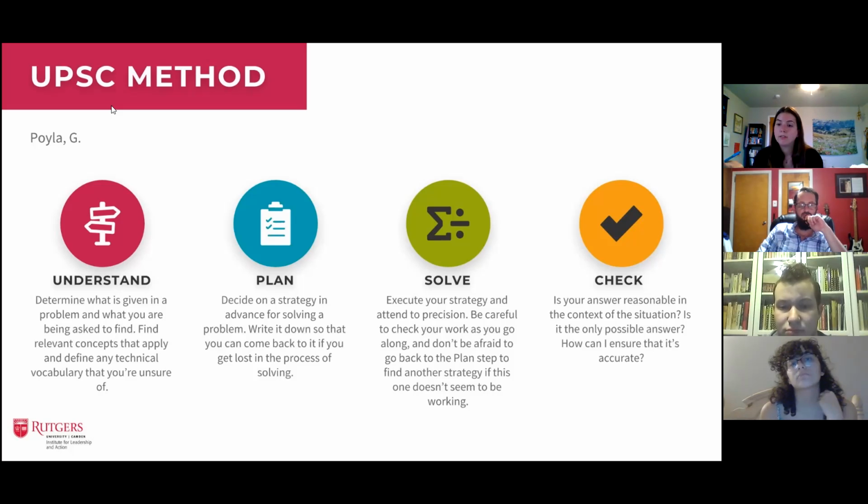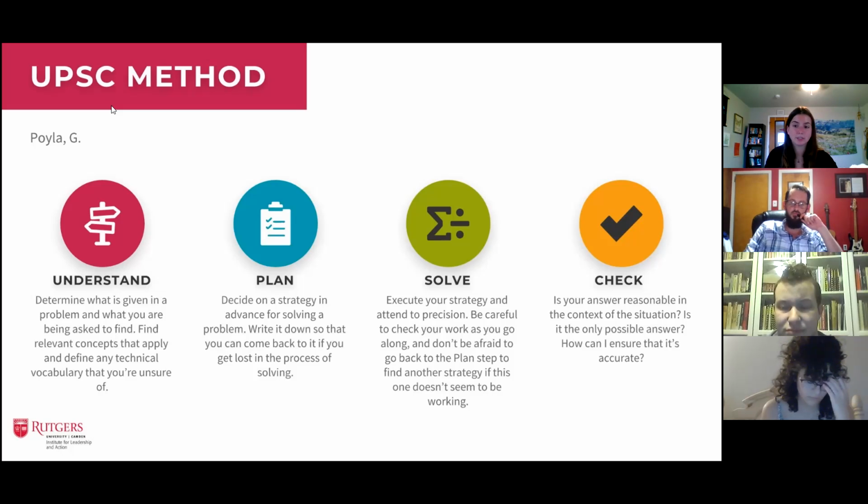Next would be solve, which is to execute the strategy that you've chosen and attend to precision. You want to be careful to check your work as you go along, and don't be afraid to go back to the plan step to find another strategy if that one, like I mentioned, doesn't seem to be working. Lastly is check. Is your answer reasonable in the context of the situation? Is it the only possible answer? And how can you ensure that it's accurate?